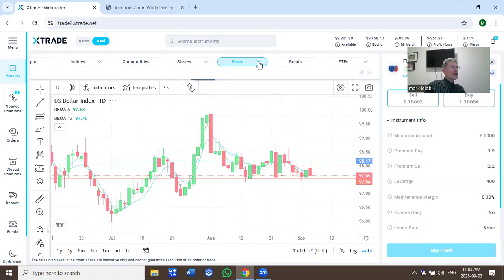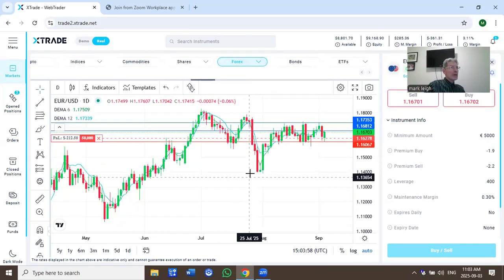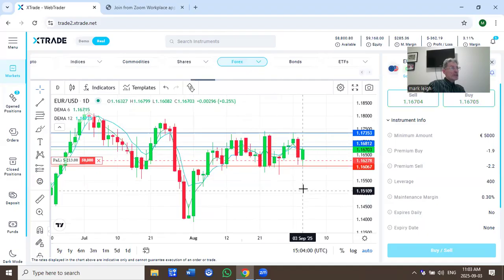I'm starting on the Euro US. I'm on the daily. And there you see some US dollar strength to start. That's been turned around, and now you see buying euro, selling US dollar weakness. I've got support at 116.06 and resistance at 116.81.